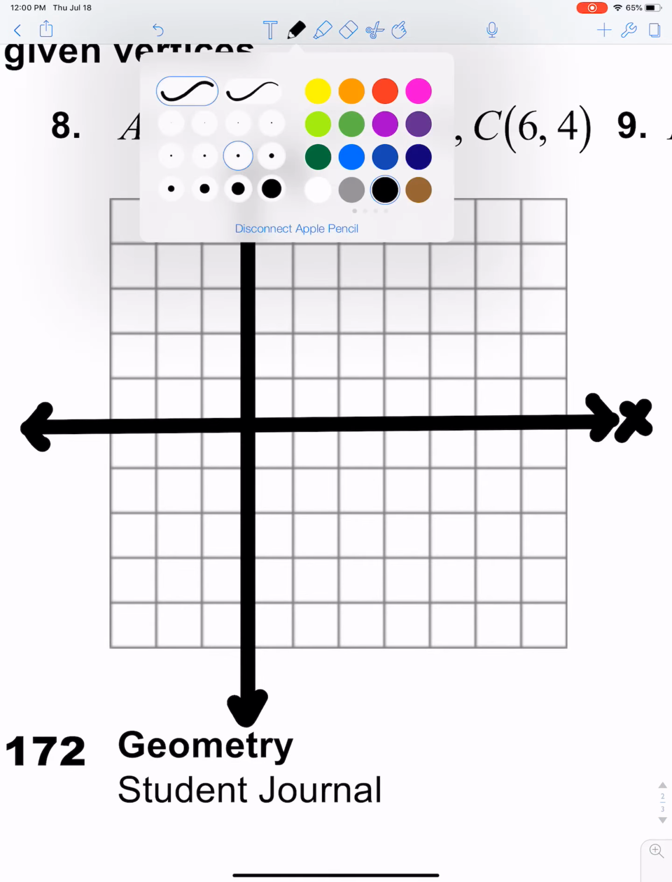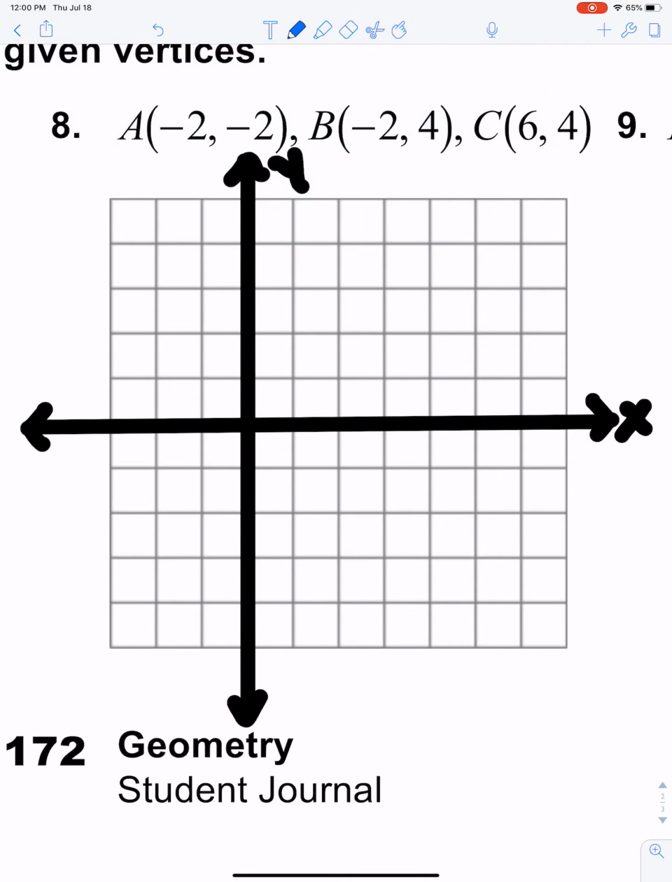Now I'm going to start to graph my original triangle in blue. So I have a point at (-2, -2). That's going to be point A. I'm going to have my point B at (-2, 4). That's going to be point B. And then I'm going to have point C at (2, 4, 6). Right, 2, 4, 6, point C right here. So this is my triangle.